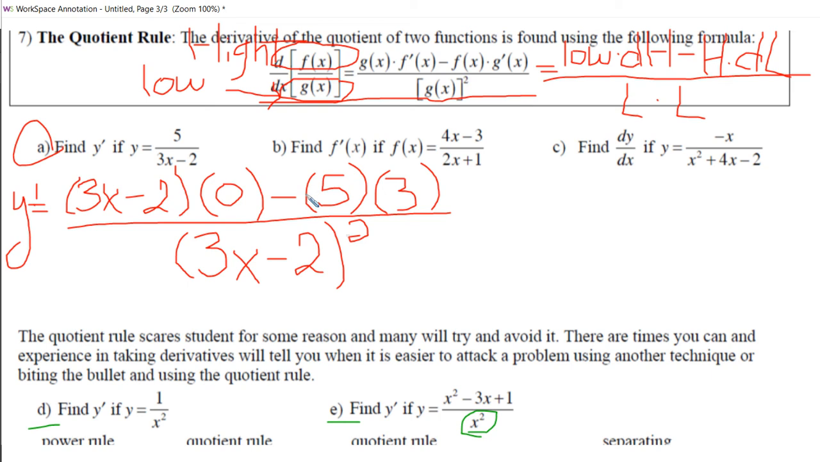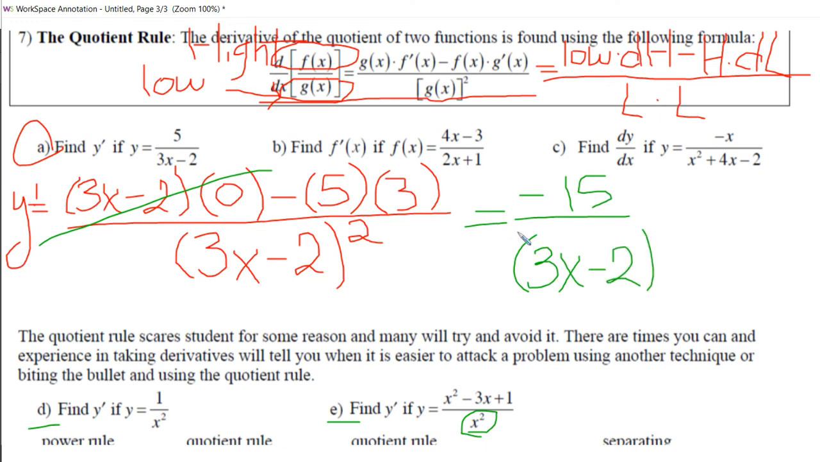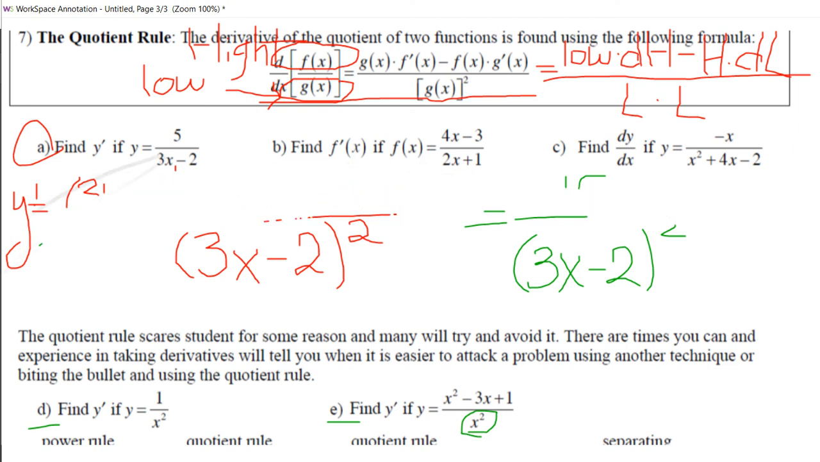And as I emphasized before on the product rule, you don't necessarily have to simplify this. However, this one is such an easy one to simplify, it's kind of tempting to do it. So let's go for it. 0 times anything is just 0, minus 15, all over 3x minus 2 squared. Good? Now, once again, pause the video and try part B on your own.